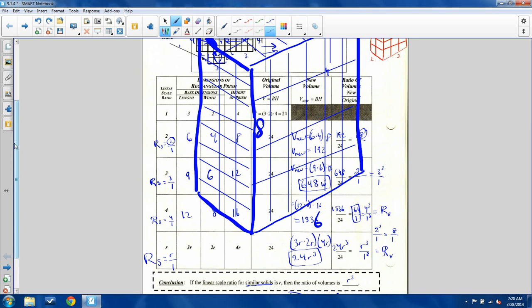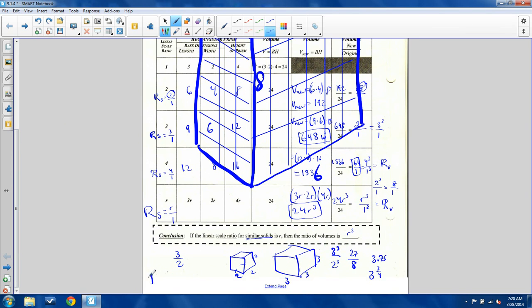So let's write that last thing, even though it's right there. Ratio of sides cubed equals ratio of volumes. And remember, ratio of sides squared is ratio of area. By the way, ratio of sides equals ratio of perimeter.